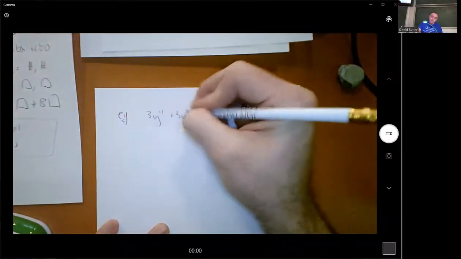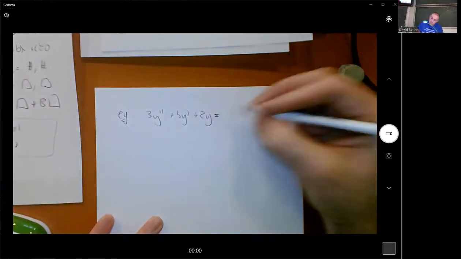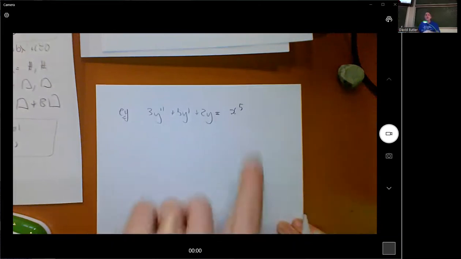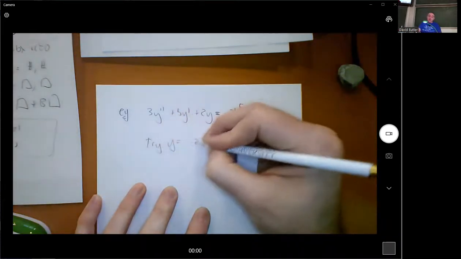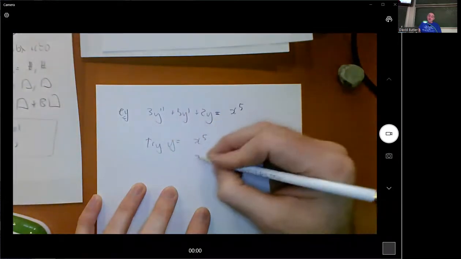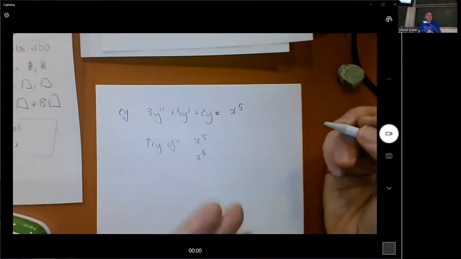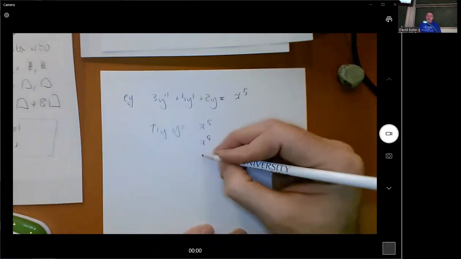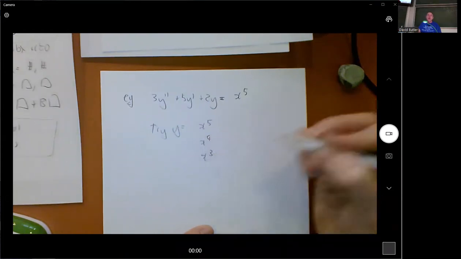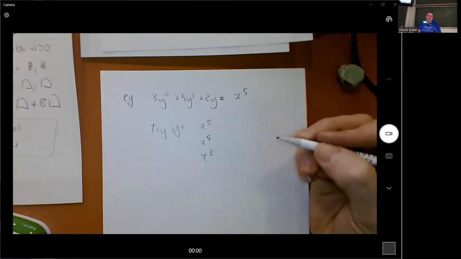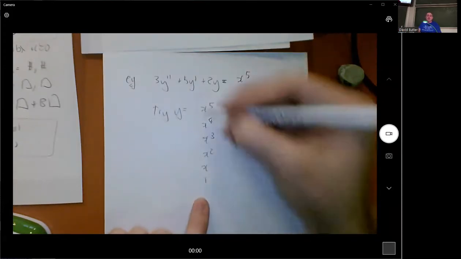I'll do the same one with the x to the 5. I'll try y equals 4x to the 5 and its derivative, which is 4x to the power of 4, but it doesn't matter about the constant because I'm going to multiply it by a constant anyway. And the derivative of that is, 5x to the power of 4 is 4x cubed, but I'm going to multiply it by a constant anyway, so don't really worry about the 4 and the x squared and the x and the 1, and the last derivative of that is 0, so that's going to be fine.